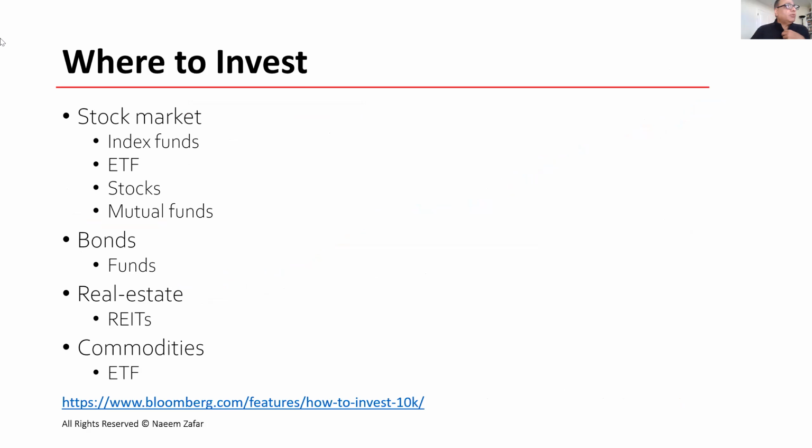So let's take a look at where to invest, because we mentioned there are several things. There are index funds, ETFs, stocks, mutual funds. What is the difference? What do these things mean? So with the stock market, you understand, you have a fraction of a share of a company, fractional ownership of a company. Now, indices are also available, which I'll describe in a few seconds.